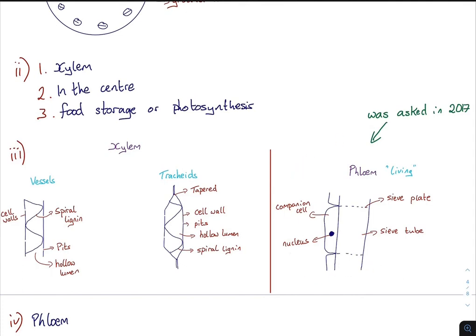Now, for xylem, I have two versions, which you can see here and here. It doesn't matter which one you pick, but you had to do one of xylem and one of phloem. And that's all you need in it. Like, you don't need to do anything complicated.